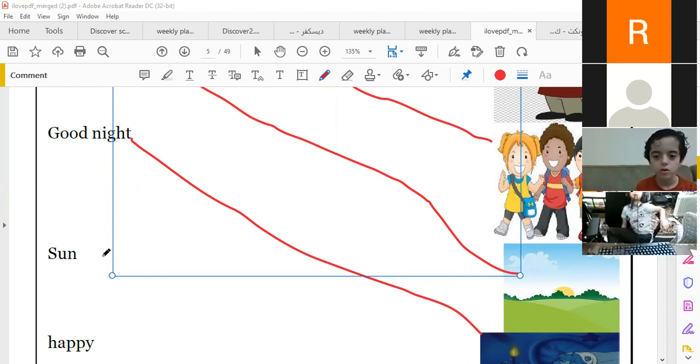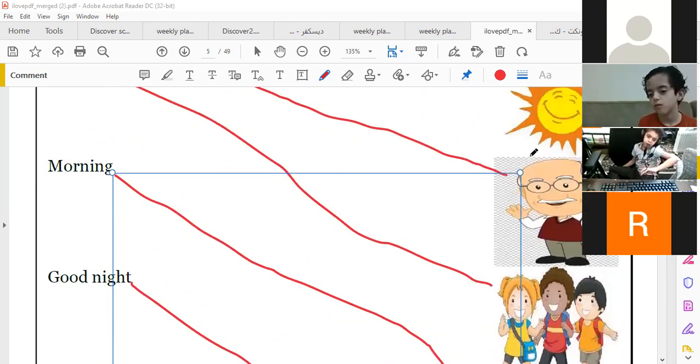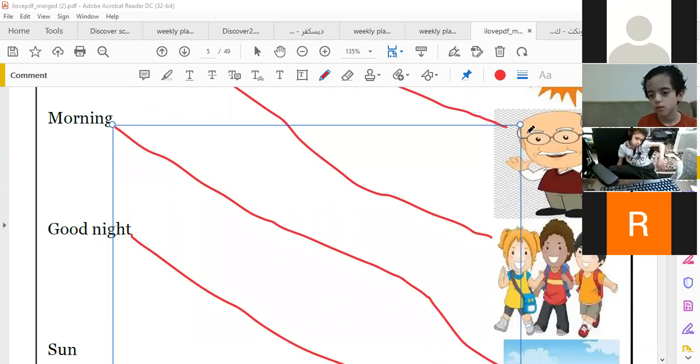Yes. Can you read this word, please? Sun. Excellent. Do you think this is sun? Yes. Thank you.